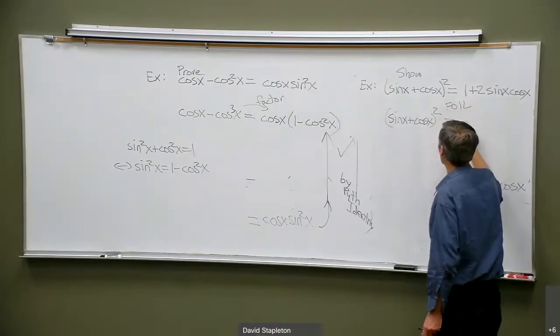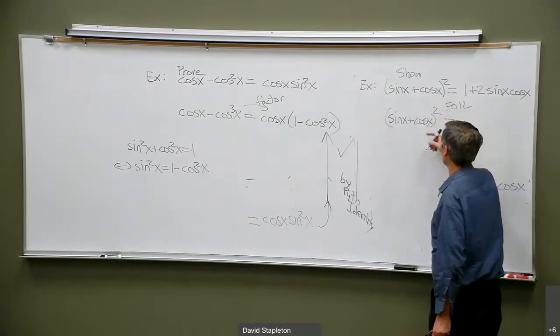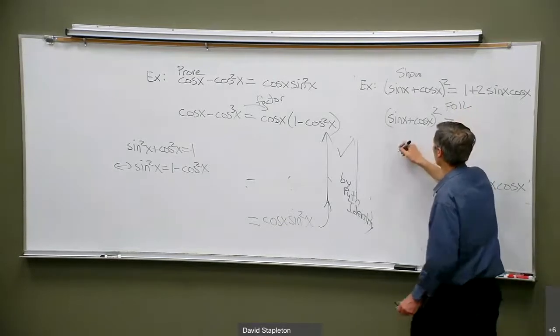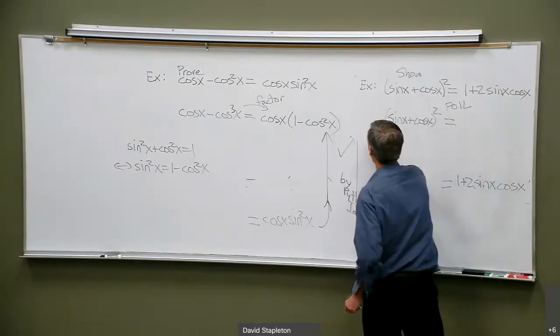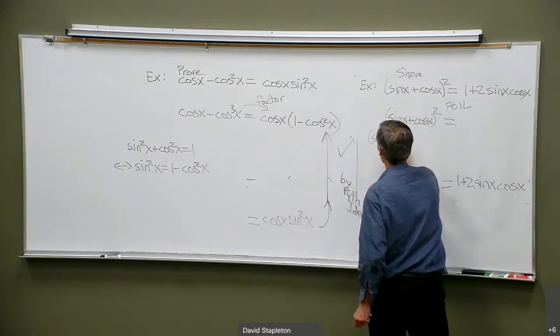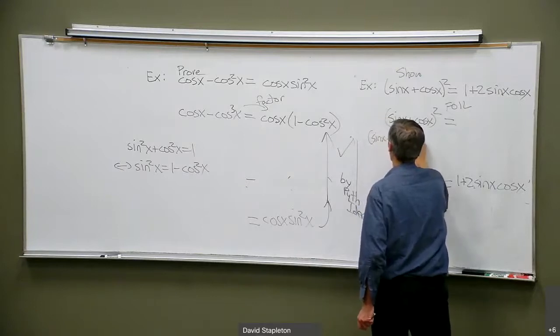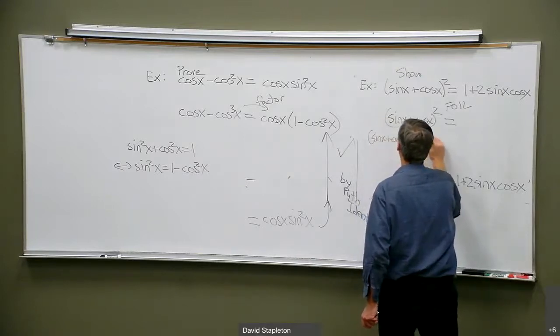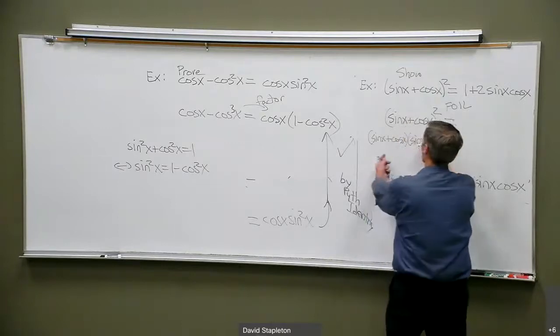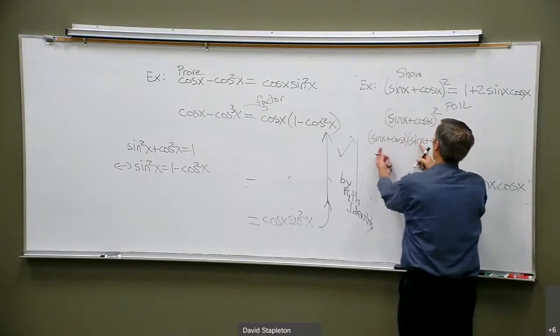And again, don't write sine squared plus cosine squared because it's not. You have to FOIL, right? Think of this as sine plus cosine times sine plus cosine because that's what it is, right? You don't have to write this intermediate step. So it's this times this plus this times this plus this times this plus this times this.